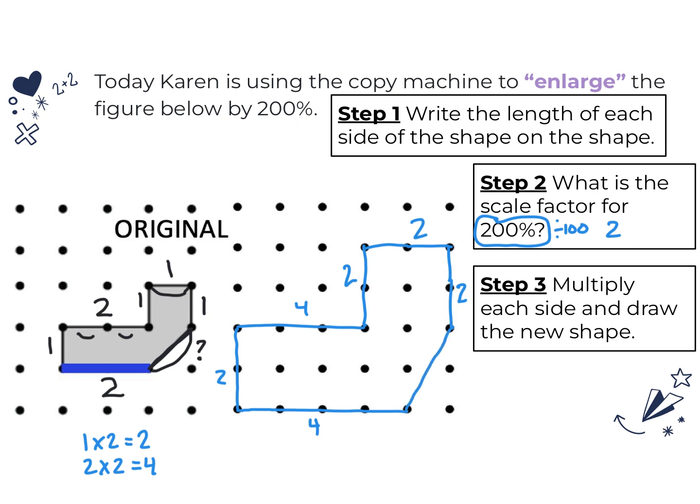So that's hopefully what your shape looked like. So this would be step 3 that we just completed. What do you think? How did you do? Were you able to do this work? Were you able to understand how to enlarge, which means to make bigger, the original shape, and this would be our copy.